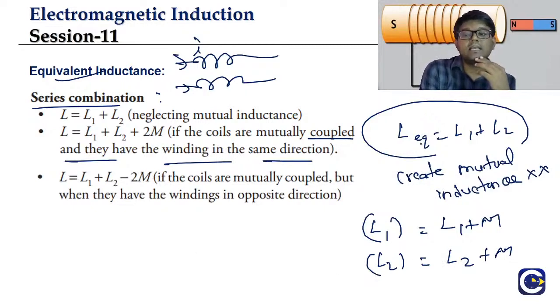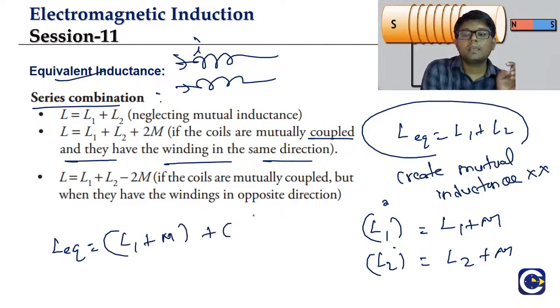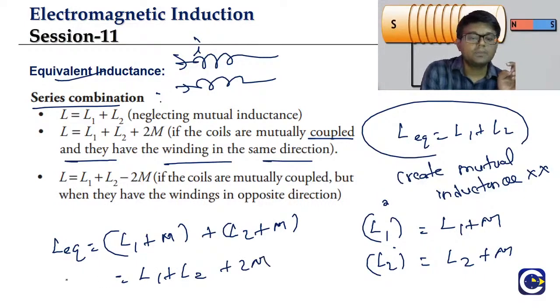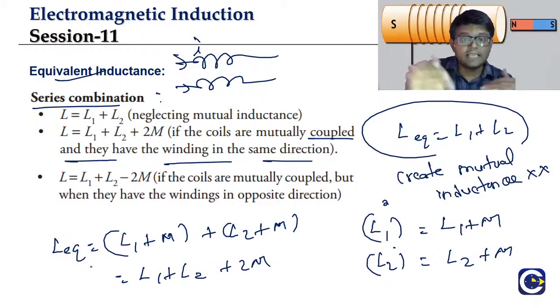So what is our general L equivalent formula? Instead of L1 plus L2, what we will have is L1 overall plus L2 overall, which is L1 plus M plus L2 plus M. So the overall value will be L1 plus L2 plus 2M. If the windings are in the same orientation, coupled in the same direction, then the L equivalent value will be L1 plus L2 plus 2M.